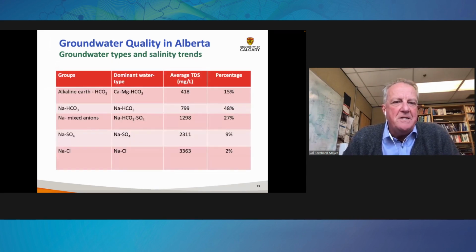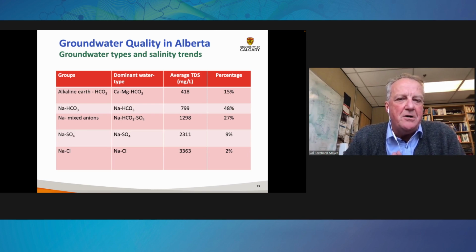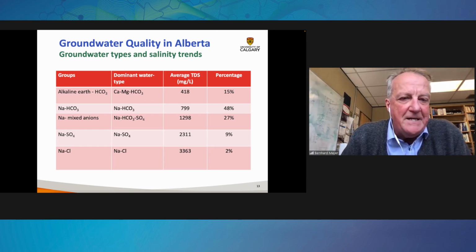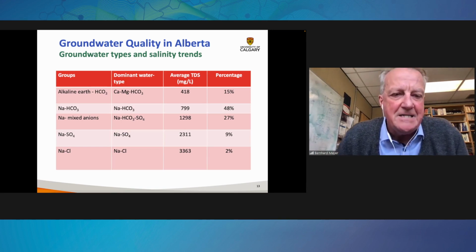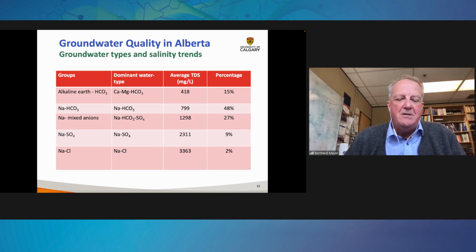If we summarize all this information for the dominant water types and relate it to the salinity of the groundwater, we find that the young calcium magnesium bicarbonate groundwater has the lowest salinity, with on average 400 milligrams per liter. The more evolved sodium bicarbonate groundwaters have increased salinity with 800 milligrams per liter. If we move towards the sodium bicarbonate sulfate water type, we have a yet higher salinity in the groundwater of an average 1,300 milligrams per liter. And if we move to sodium sulfate groundwaters, we see even higher salinity, now exceeding 2,000 milligrams per liter on average.